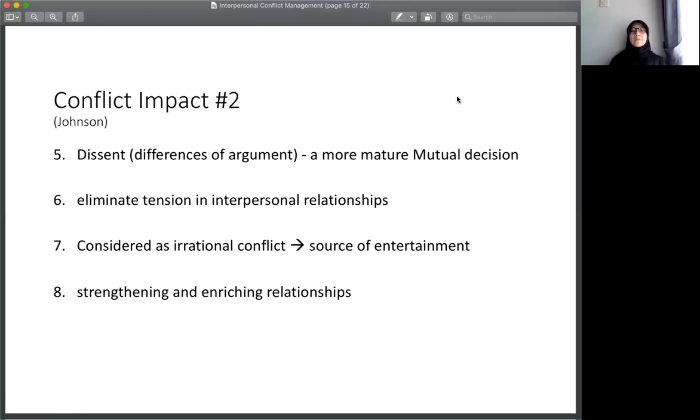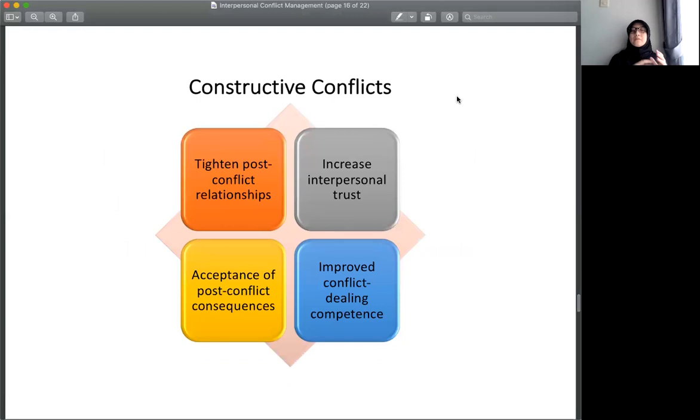The last one, conflict could also strengthen and enrich relationship. Because after all, in relationship, there are minimum two people involved. And of course, they are two different persons. These are the characters of constructive conflicts. The constructive conflict could tighten the relationship, could make you more intimate towards each other.